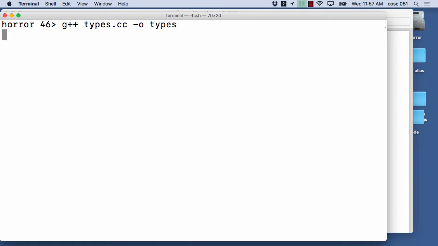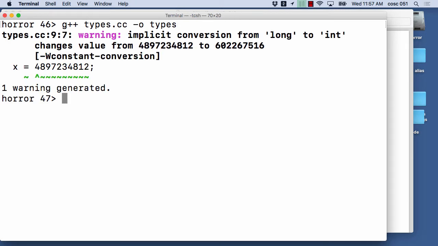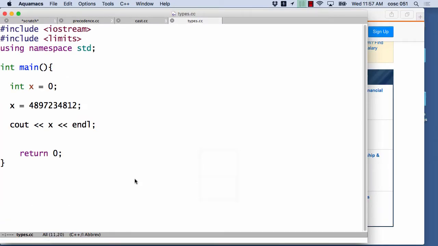Types.o types. Oh, no. Something happened here that wasn't right. All right, here's the deal. Remember that we're dealing with boxes, right? Memory boxes. And they have a certain number of bits in them. If the number is bigger than what those number of bits can represent, then you have a problem.